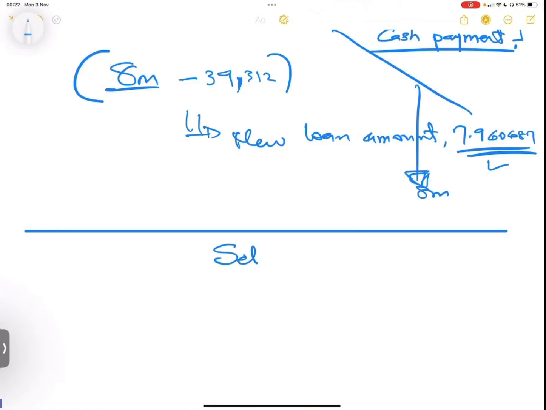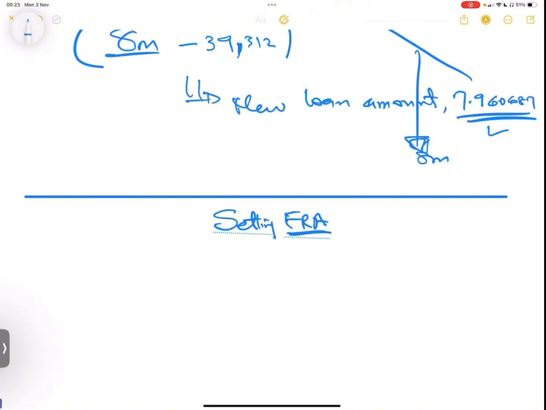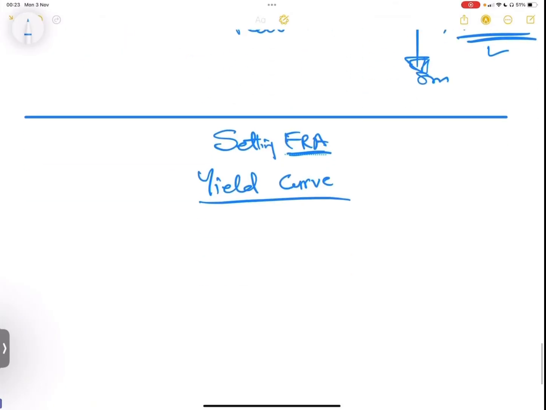Okay, but we need to also learn how to set FRA. So how do banks set FRA? Let me call it setting FRA. How are those rates being set by the bank? And that takes us back to the same fixed income knowledge that you had about the yield curve. Remember your yield curve? When you have different rates for different years, the spot yield curve. Take for instance, let me give you an example.